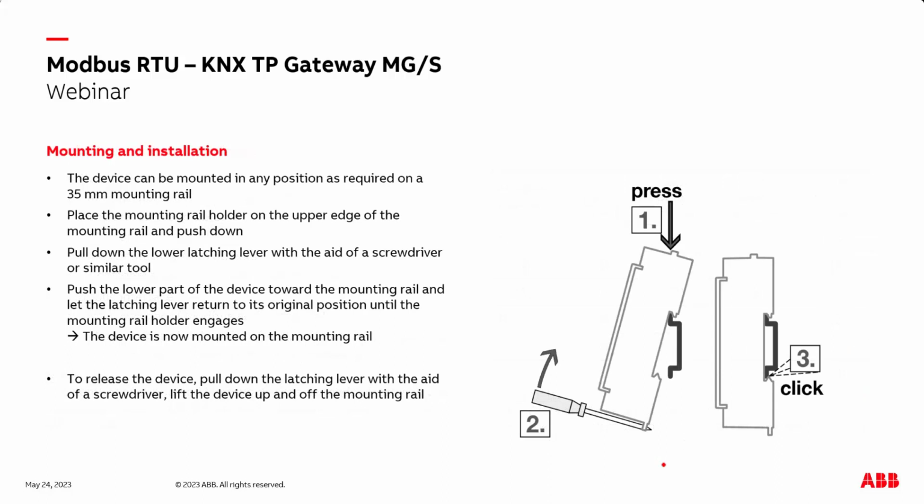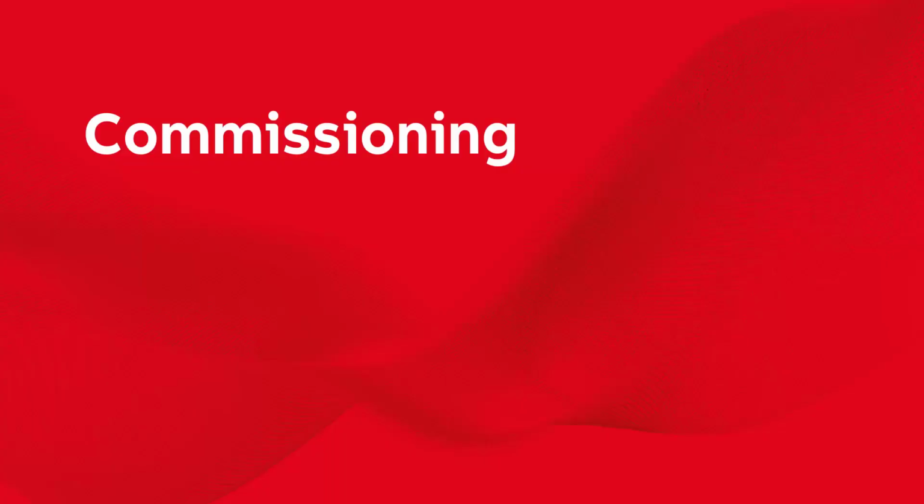Good, then let's come to the installation. The device is a standard DIN rail component which can be installed in a distribution board or in a cabinet on a 35mm mounting rail. A 35mm mounting rail means this is our mounting rail, and this here is 35mm. You place it on the rail and press down, and via a screwdriver, for example, you can pull the lower latching lever and then fix it on the device. In the same way, you can also release the device, like a standard KNX device, you know.